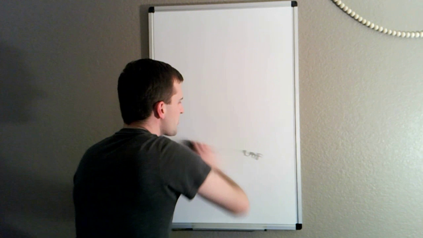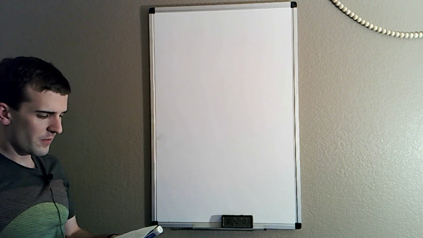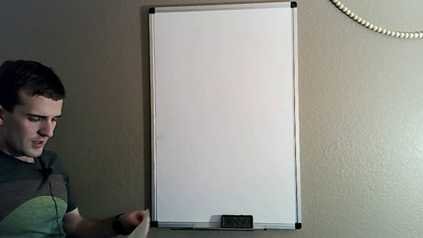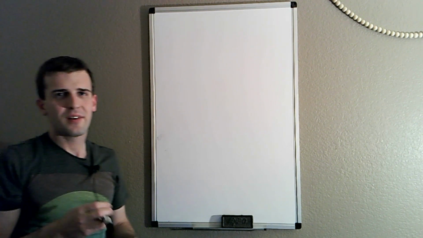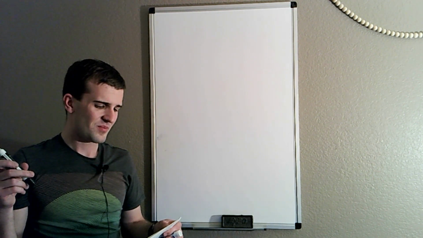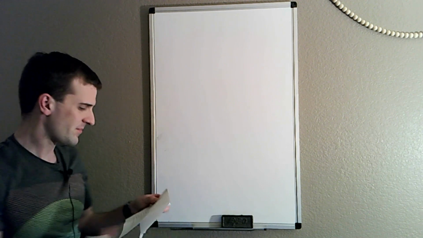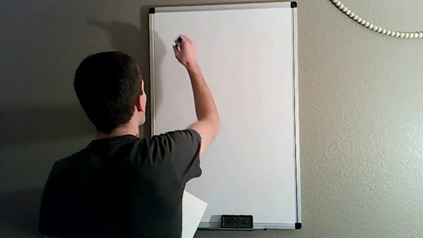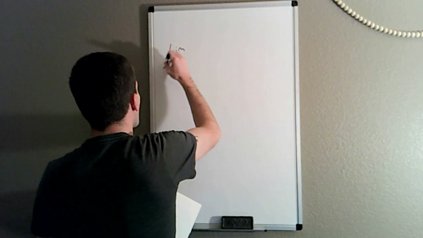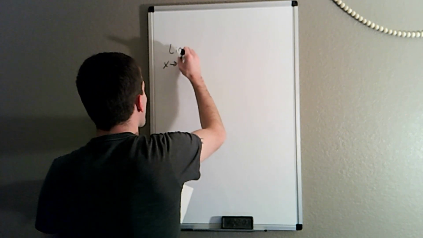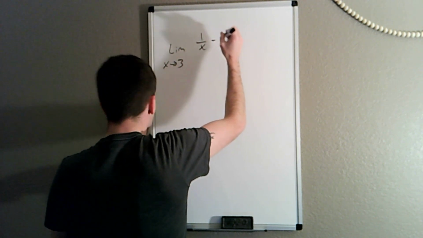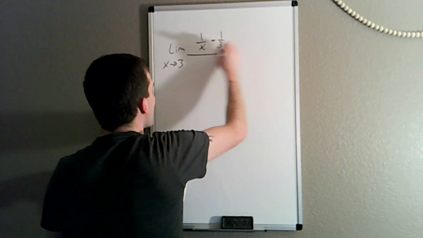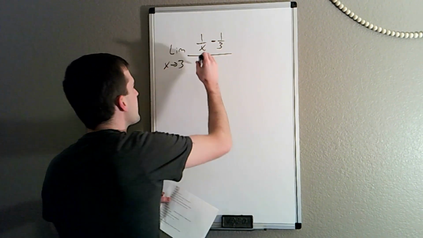All right, now the next problem is a bit trickier. You might not understand what to do right off the bat, but this is going to take a little bit of ingenuity to rearrange the equation to solve it. So we're going to solve the limit as x approaches 3 of 1 over x minus 1 over 3, all divided by x minus 3.